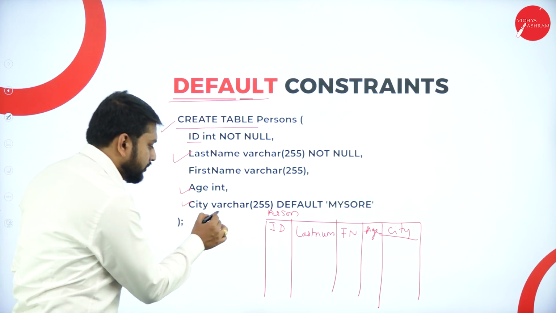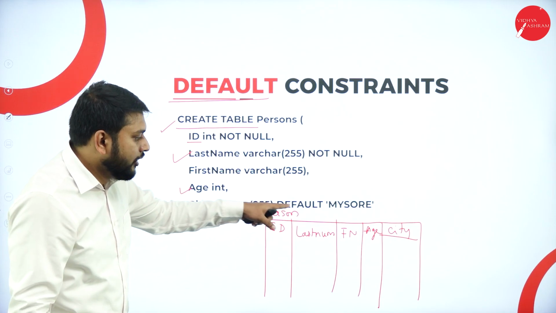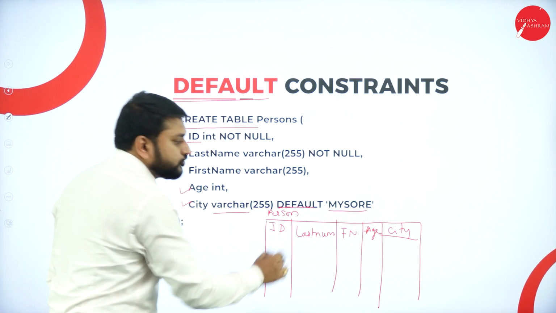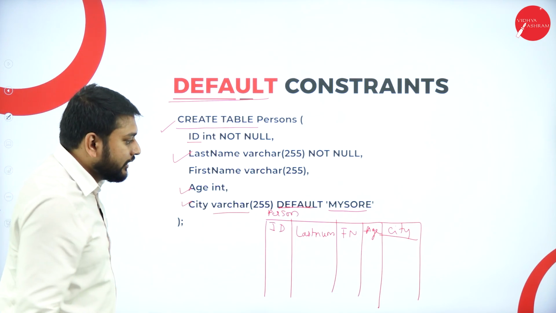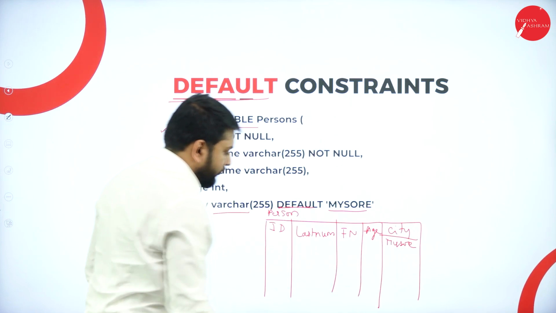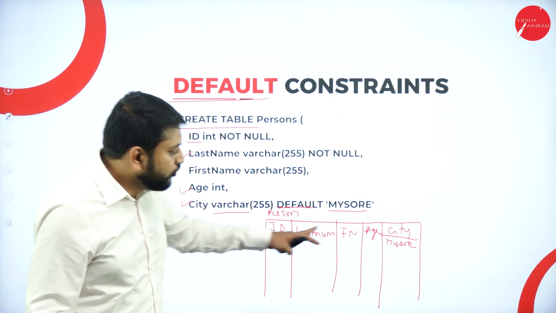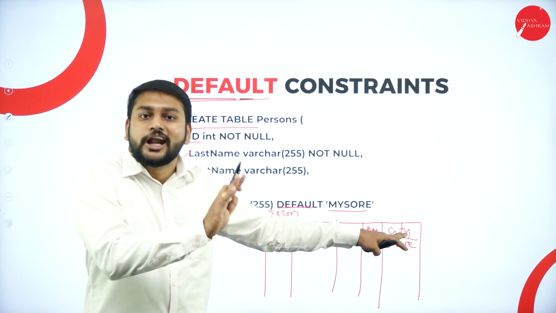So fine, you're using the data type called variable character. The size that you have given is 255. Here, observe, I'm using a keyword called default. Within quotes, I'm using MYSURU. What is the meaning of it? You don't have to enter the data for this column. By default, you are entering MYSURU for all the rows, all the records, whatever you enter. So you don't have to enter the data for this column. Automatically, it will be MYSURU.